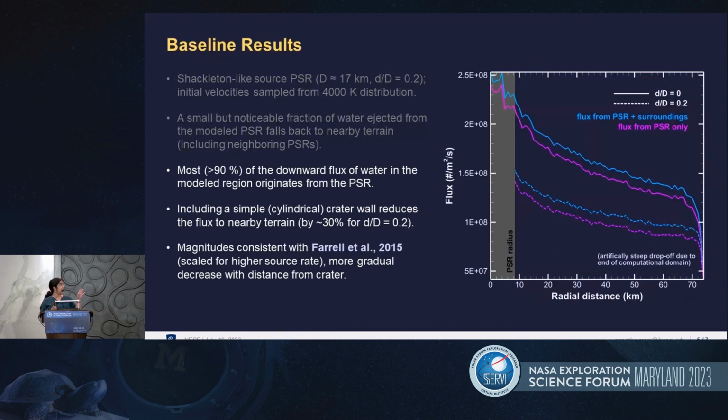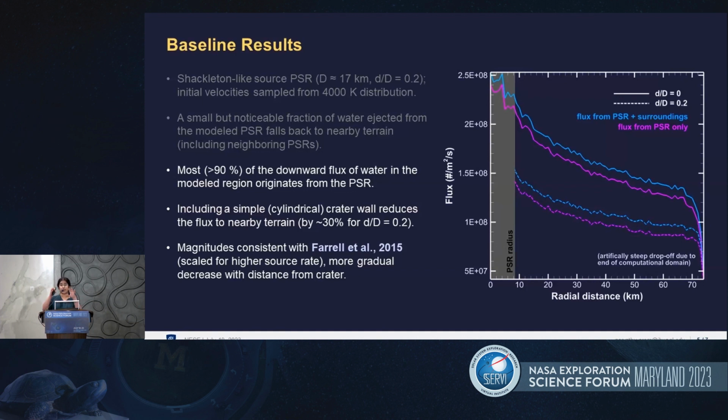So this is that same flux as a function of radial distance from the center of the crater. And these solid lines are a case where there's no topography. And the dashed lines are a case where we account for the presence of a crater wall so that not all of the molecules that are released make it out of the crater. And so, several interesting things to note here.